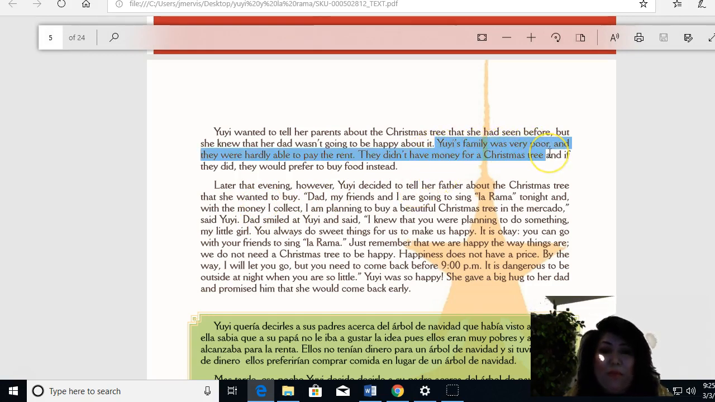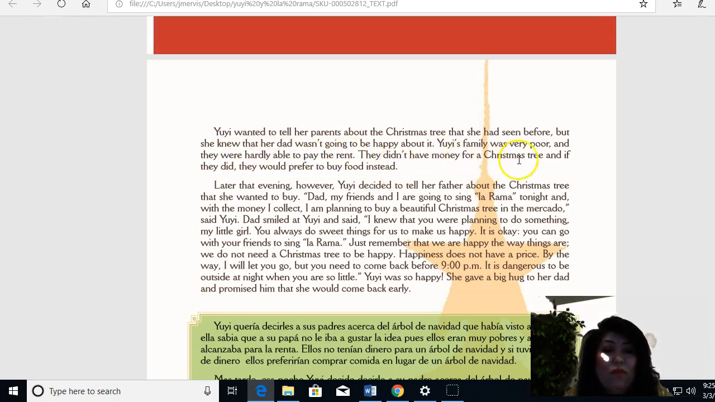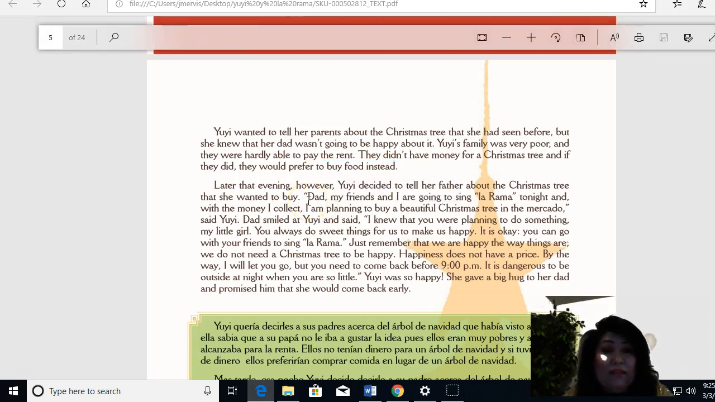So Yuji's family was very poor and they were hardly able to pay the rent. So you can underline Yuji's family was very poor. That's important. And were hardly able to pay the rent. Also, they didn't have money for a Christmas tree, and if they did, they would prefer to buy food instead. So it seems like you need to underline they didn't have money for a Christmas tree and buy food instead. Okay, so remember, you need to underline what is important to you.